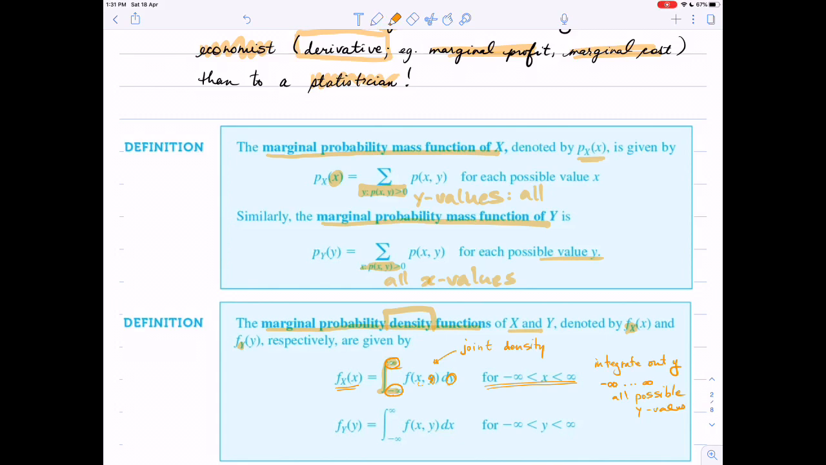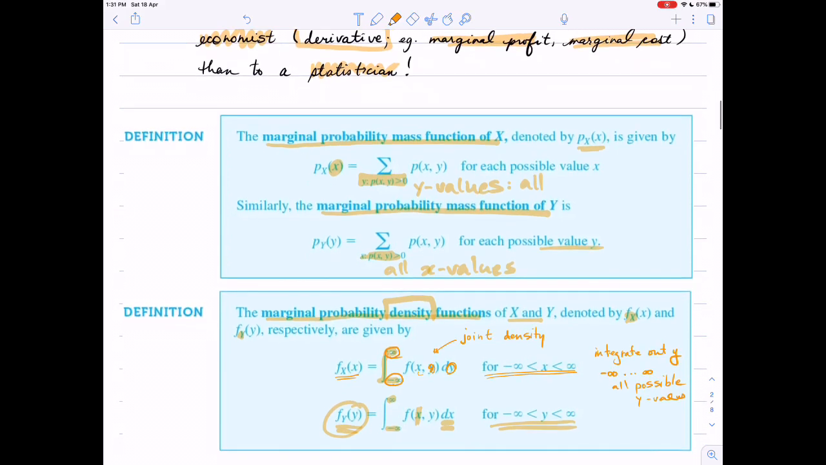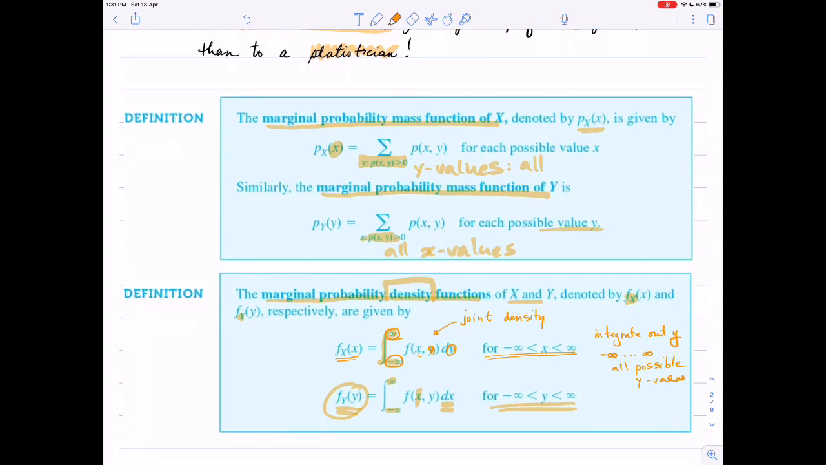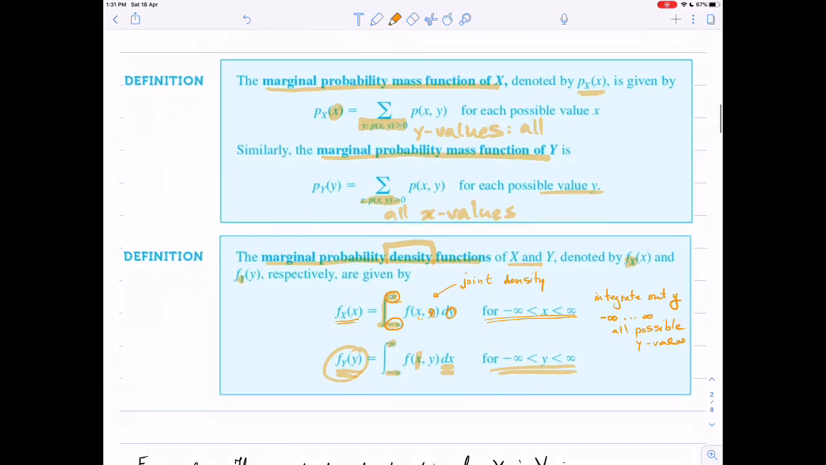The same thing here, if we do f sub y of y, we are integrating now over all possible x values, x from minus infinity to infinity. That is going to get rid of the x, and what will be left is a function of y over the support of the y variable. So those are the formal definitions of the marginal PMF and the marginal PDF of jointly distributed variables.